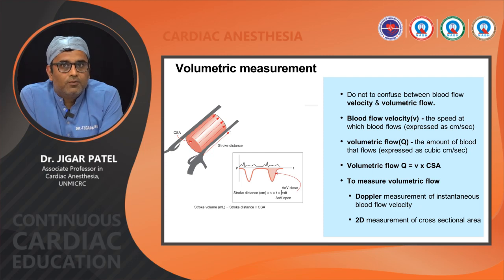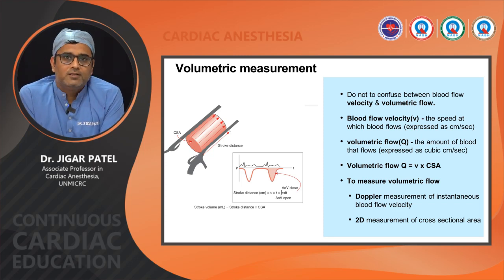So the equation for volumetric flow is the velocity of the blood flow multiplied by the cross-sectional area. To measure this volumetric flow, you have to obtain the Doppler measurement of instantaneous blood flow velocity, and simultaneously you have to measure the cross-sectional area in 2D echocardiography.